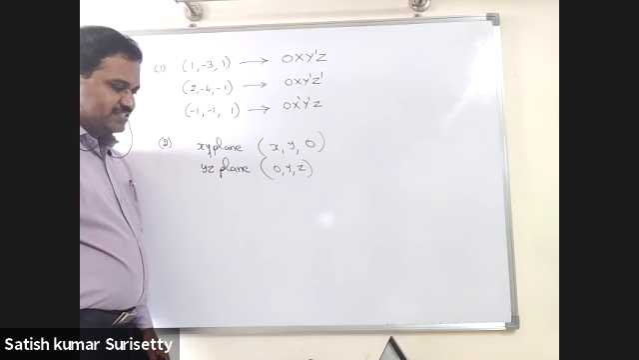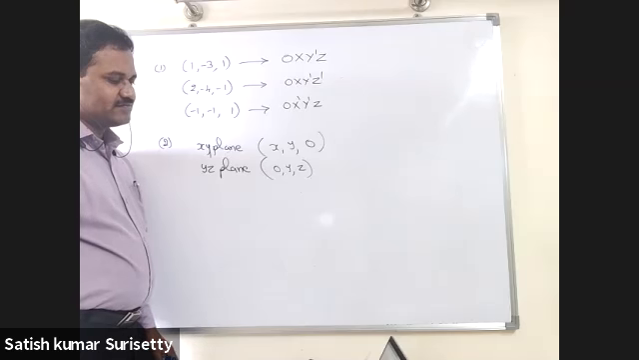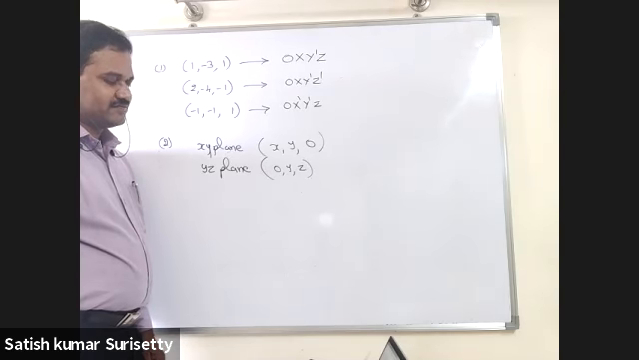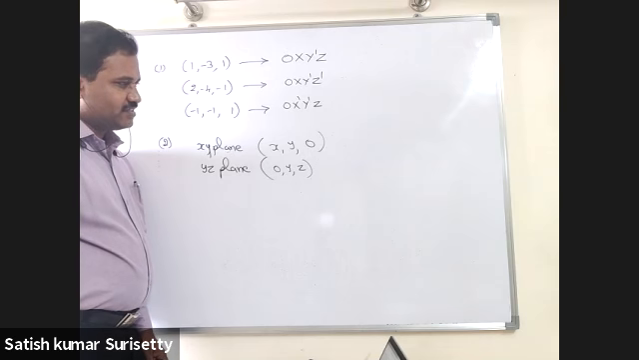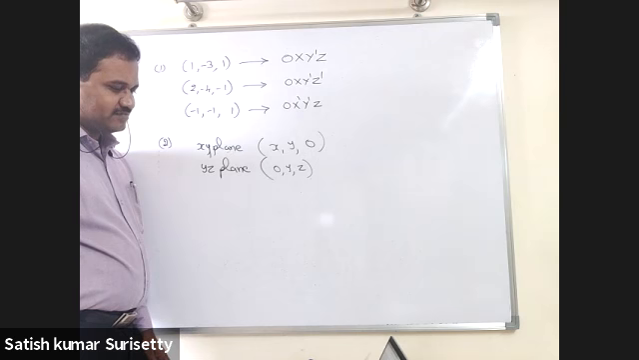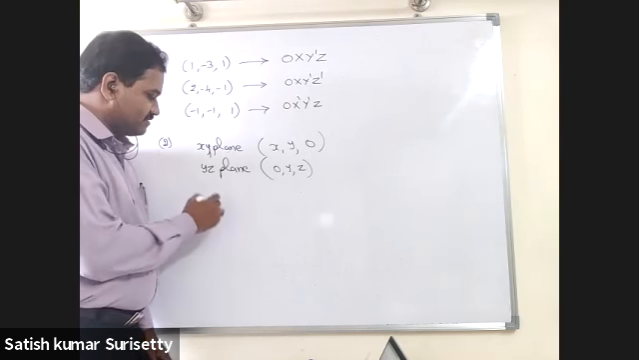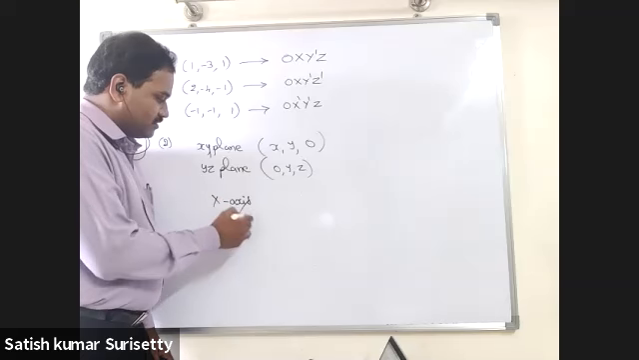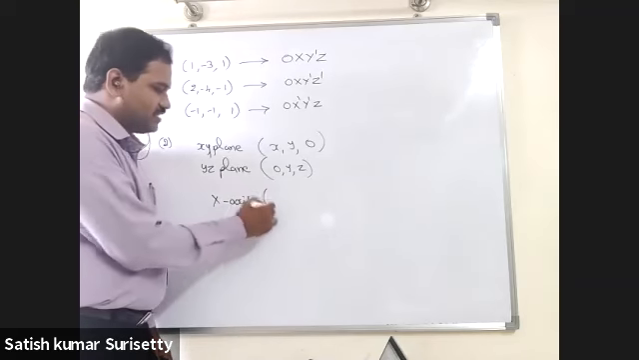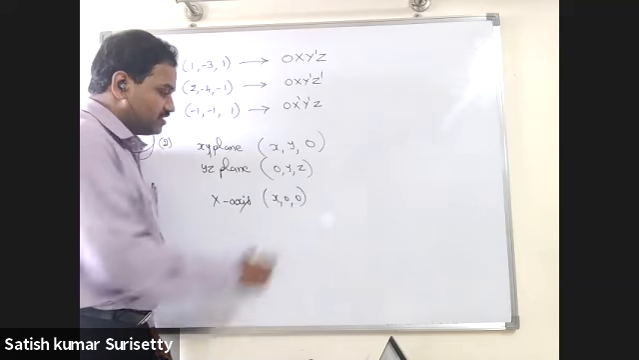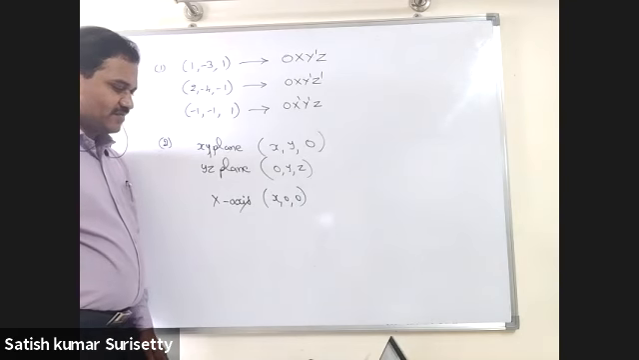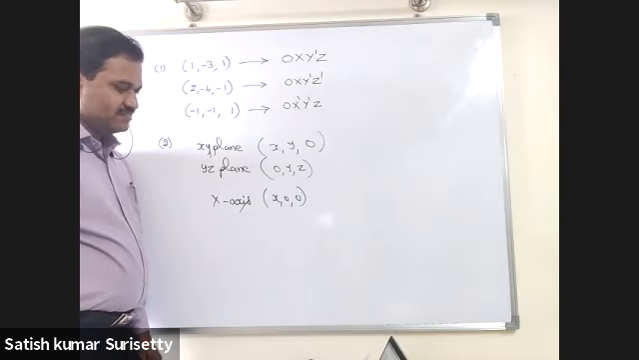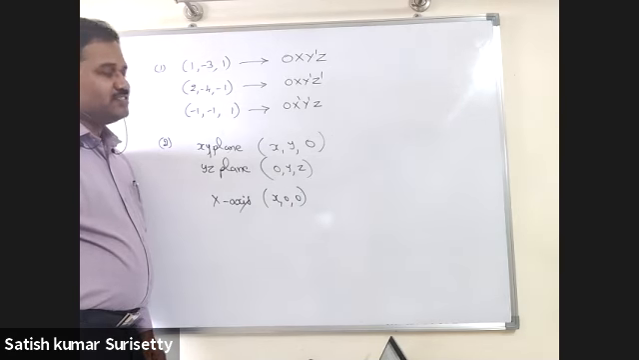Next, XZ plane: X comma 0 comma Z. Coordinates of any point on the x-axis: X comma 0 comma 0. Next, on the y-axis and on the z-axis.